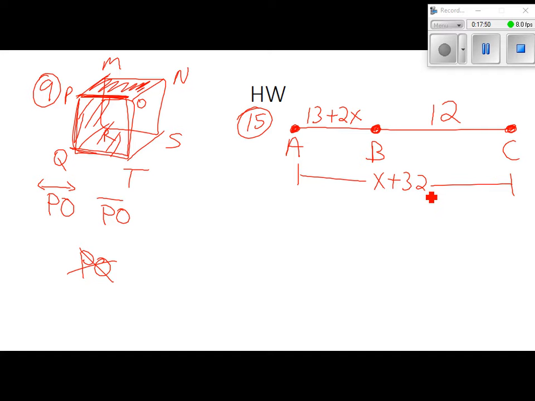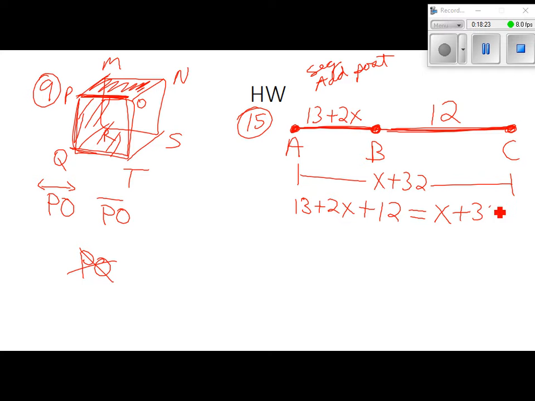Now, once I have that, segment addition postulate. Segment addition postulate says this segment plus this segment should equal what? The whole thing, right? So tell me how to set it up here. 13 plus 2x plus 12 equals x plus 32. This segment plus this segment, those two add together equals the whole thing, which is x plus 32. Another point for setting it up that way.